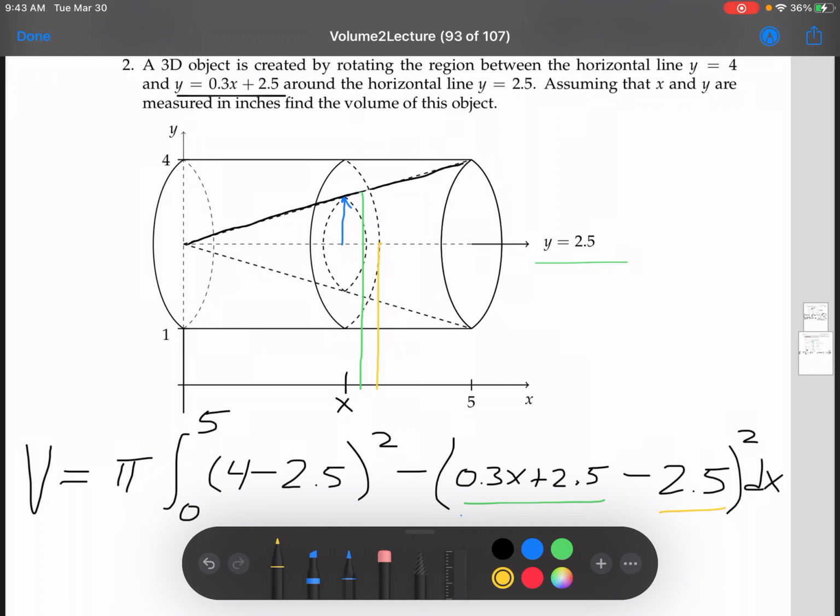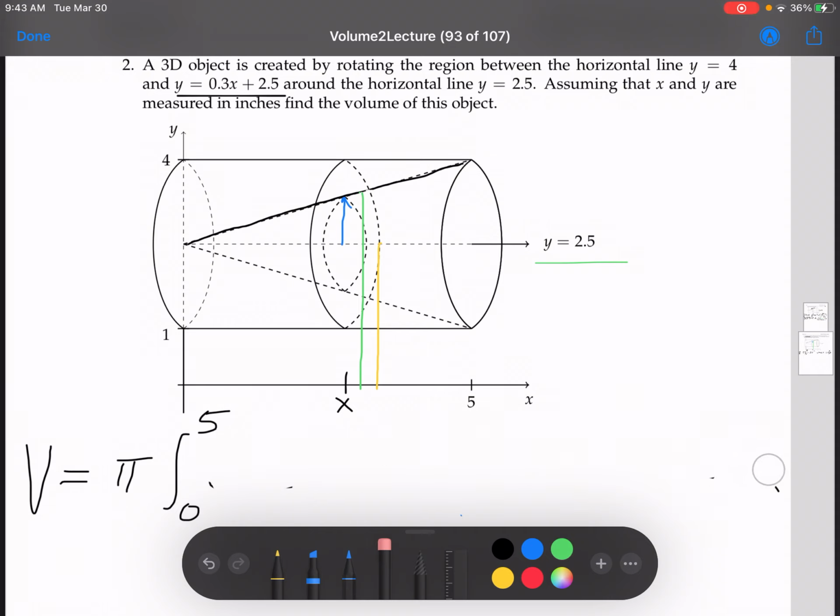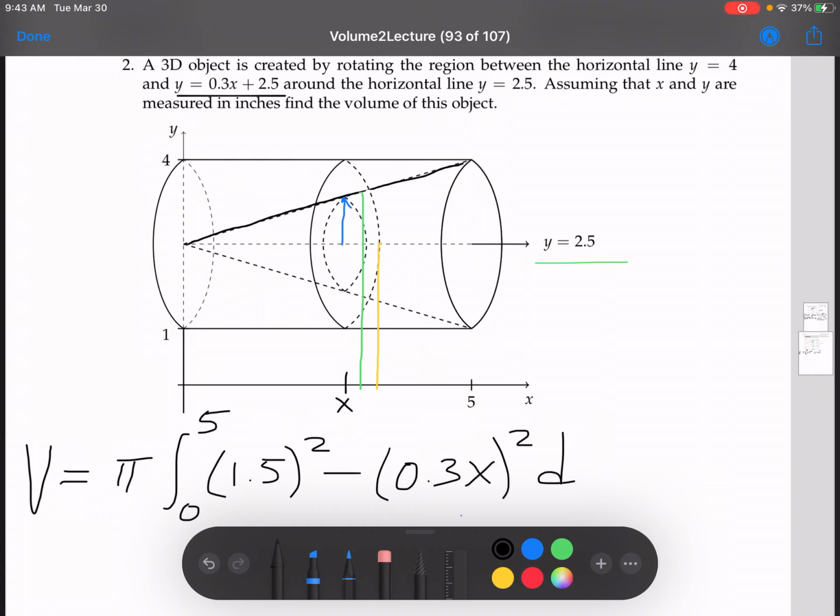All right, now simplifying a little bit. We have 4 minus 2.5 is 1.5. And then we had 0.3x plus 2.5 minus 2.5. That's 0.3x squared dx.